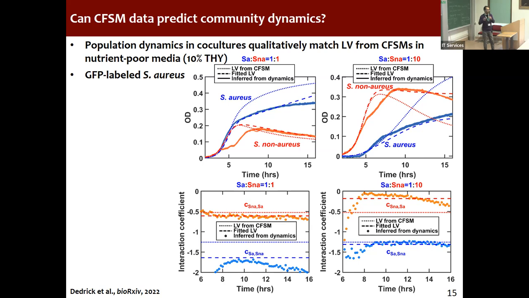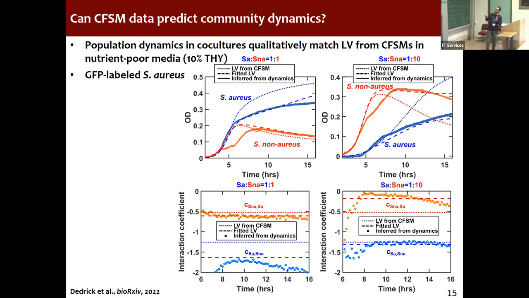We let them grow together. Our Staph aureus has a fluorescent label, and we use that to get its abundance. And then from the total population size, we infer what the population abundance of Staph non-aureus is. And when we do this, we get traces that are not exactly on the actual experimental data.